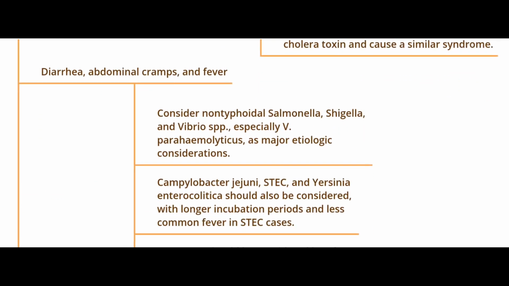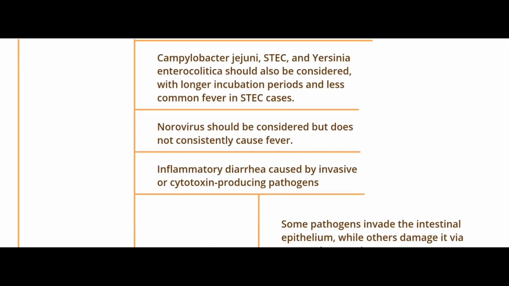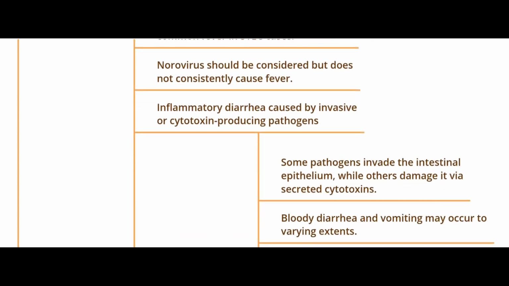Now to diarrheas with abdominal cramps, diarrhea, and fever. We should consider NTS, Shigella, Vibrio species, especially the parahemolyticus. Campylobacter, STEC, Yersinia could be considered, but they have longer incubation periods and less common fever. Norovirus can be considered, but as we said, most probably norovirus fever is not caused by the virus itself, but can be directly by cytokines caused by the virus or by the vomiting factor.